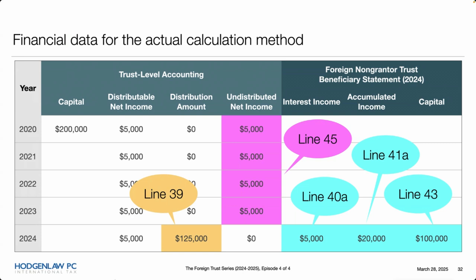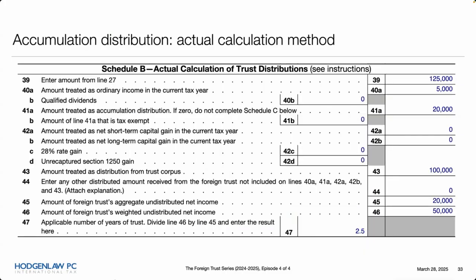So we have $5,000 of interest income that's allocated to current income. We've got line 41A, the 20,000 of undistributed net income, which is accumulation distribution, and line 43 is the capital. And this is what it looks like. So from line 39 through 45, you can see where the numbers go. Line 39 has the distribution amount, 125,000, just like the default method.